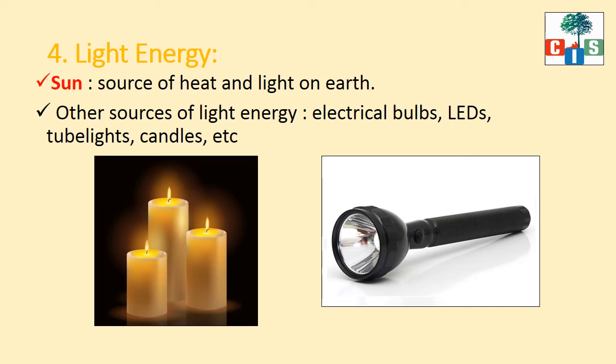Right? Now, after sunset, we switch on various appliances or we use various other sources to produce light. Okay, so those are the artificial sources of light energy, which are electrical bulbs, LEDs, tube lights, candles, and even torches.